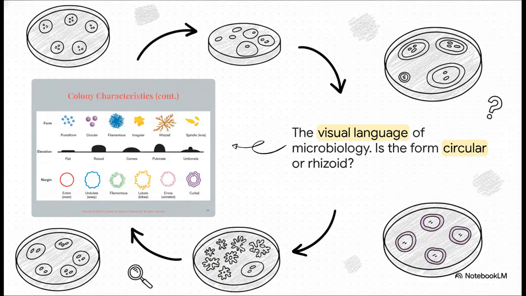And this is the beautiful and incredibly precise visual language that microbiologists use. A colony isn't just round. I mean, is it circular with a nice smooth edge? Or is it rhizoid with these weird root-like branches spreading out? Is it flat against the surface, or is it convex, popping up like a little dome? Every single one of these details is another clue to its true identity.